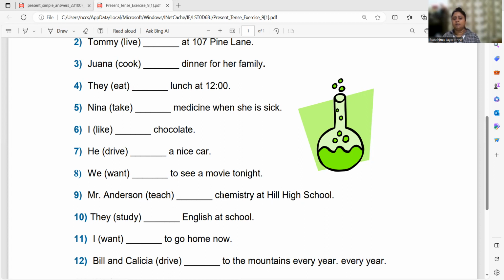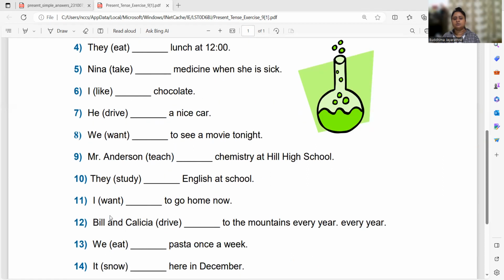So you see this chemistry, CH. Yes, we've learned that we have to sound it as ch, because in teach it has the ch sound, but English is an absurd language. So this ch has become here teach, but here you don't say chemistry with ch, it is chemistry, it just becomes k, right? And then, they study English. So they is plural, so study.